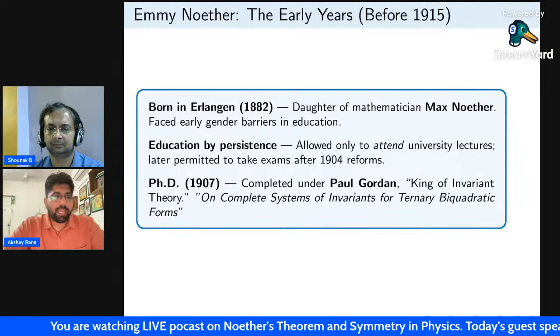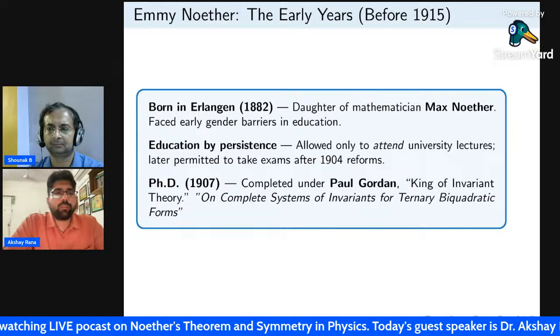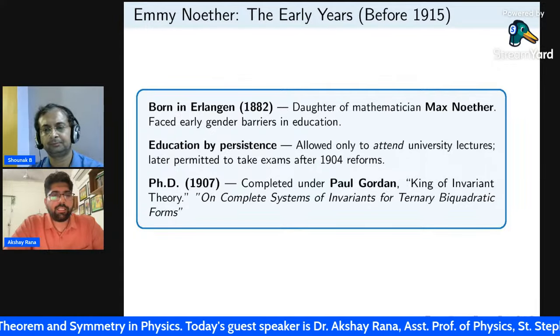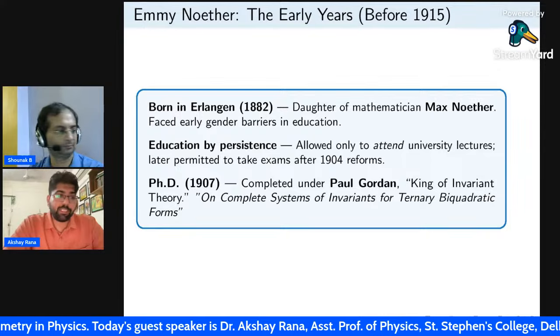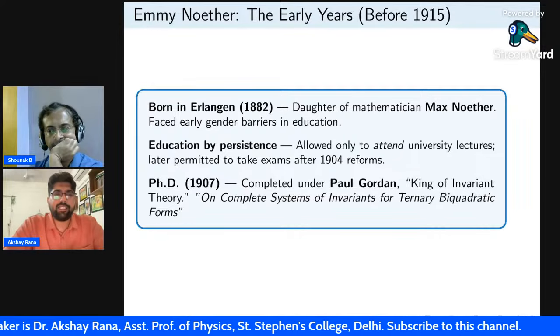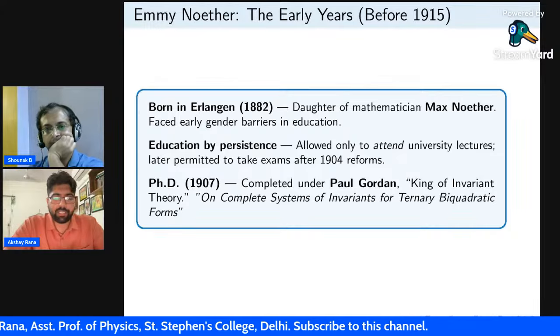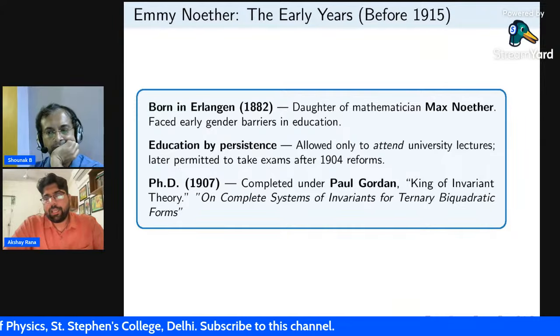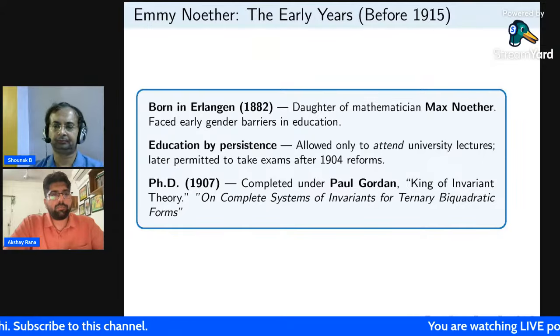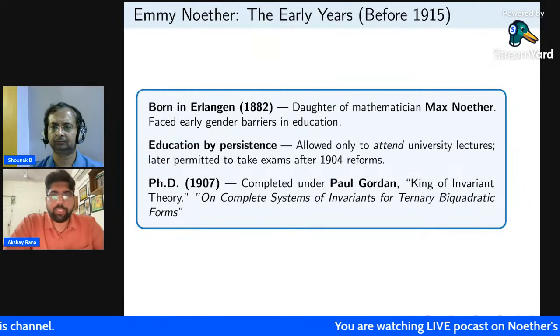So Emmy Noether was the daughter of a prominent German mathematician named Max Noether. And because her father was a mathematician, her basic education was also very detailed and very prominently in mathematics. But she faced one struggle when, after completing her basic education, she went to the university.